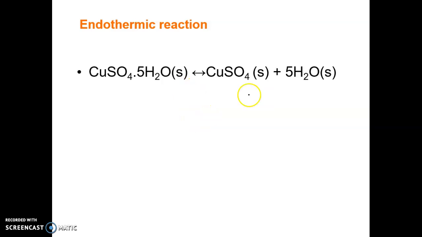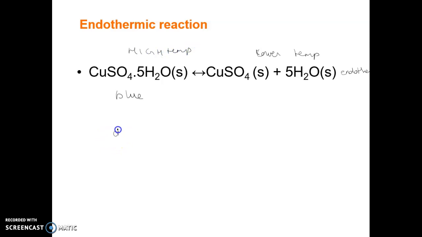Now, this is a reaction whereby you've started off with blue copper sulfate. You would need to heat it in order to break it down. So the forward reaction requires energy. So this side, that's the endothermic reaction. So that means the forward side is at a lower temperature. So this side has got lower temperature than the left-hand side. So the left-hand side is at a higher temperature.